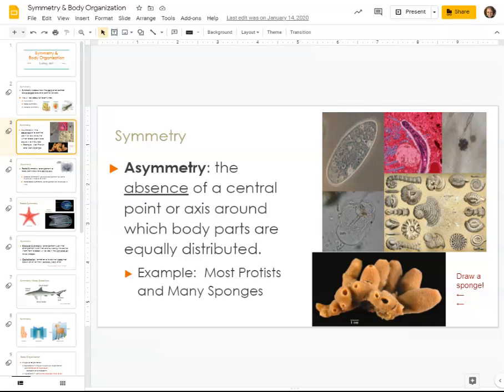But asymmetry in general is the absence of a central point or axis around which body parts are equally distributed. So there's no set sort of pattern of their body parts. It just seems kind of random. So for your notes today, draw a picture. Your picture might be a sponge, so it might look something like this. Sometimes people draw SpongeBob just to remember that sponges are the one animal that doesn't actually have any symmetry.